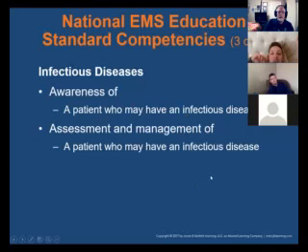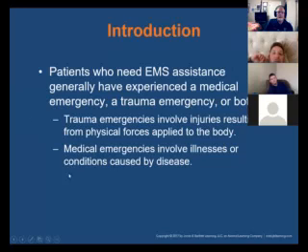We need to be aware of infectious diseases and communicable diseases that our patients might have. Communicable disease, again, can spread from person to person. I think they're using infectious disease loosely here, because I think they mean it to encompass communicable disease also, based on what the rest of the chapter has.